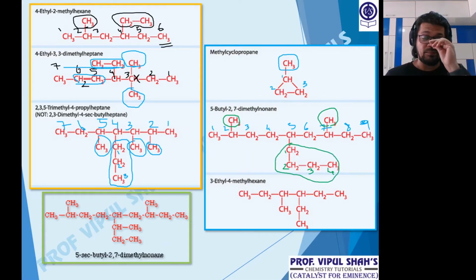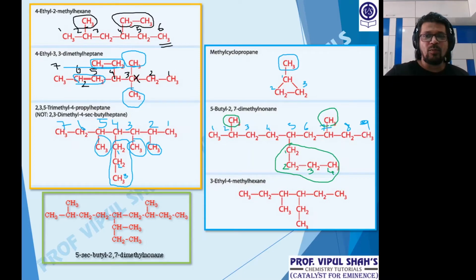Butyl. So at 5, I will have butyl. Now butyl's B comes first. So the naming will be what now? 5-butyl 2,7 dimethyl, skeleton of 9. 9 is non. Once again the alkanes on the 10 fingertips. Meth, eth, prop, but, pent, hex, hept, oct, non, dec. So 9, nonane. Clear?